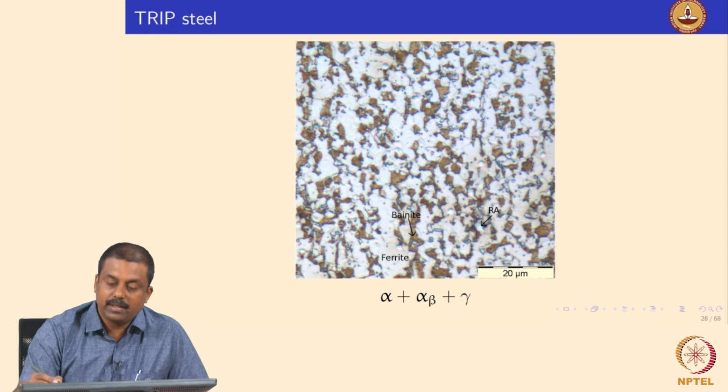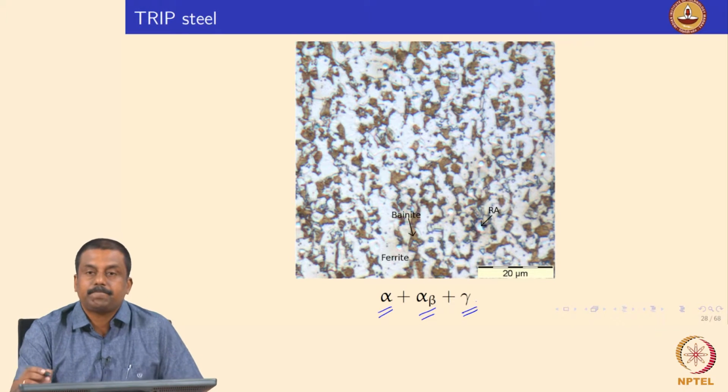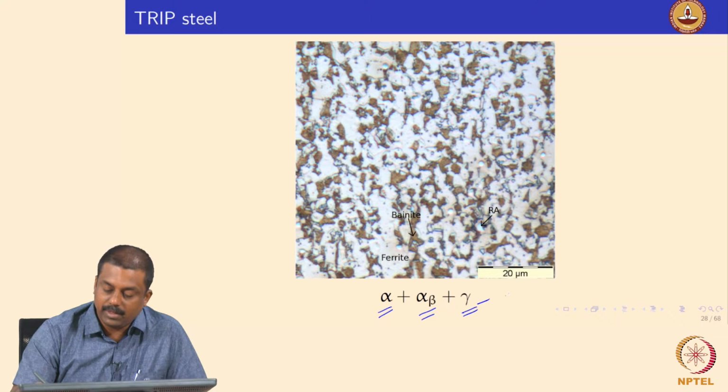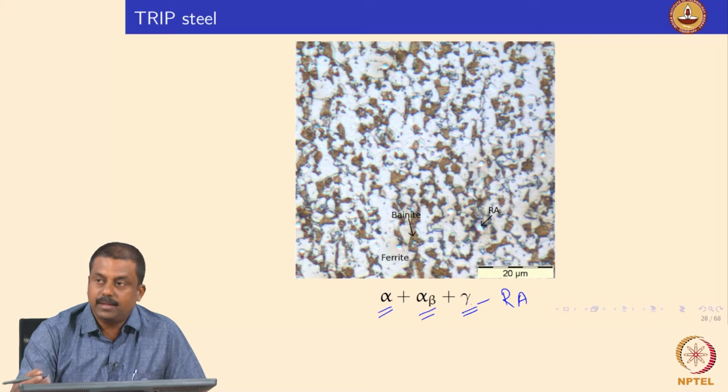The TRIP steel microstructure typically contains ferrite and bainite and some amount of austenite. Okay, so this austenite is known as retained austenite. Generally, you all know that austenite is a high temperature phase in an iron carbon system, but by doing some tricks, meaning by adding certain alloying elements as well as carrying out some special heat treatments, we can stabilize retained austenite at room temperature among the ferrite and bainitic microstructure.